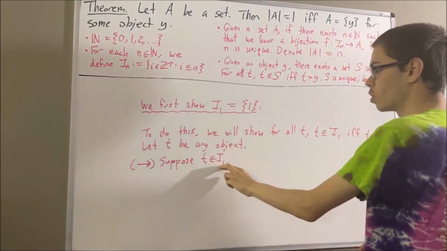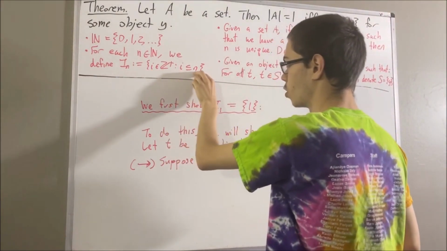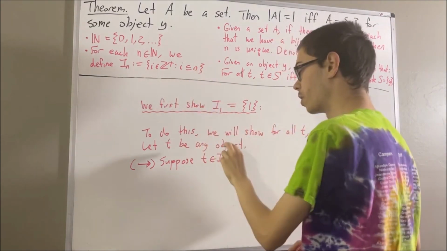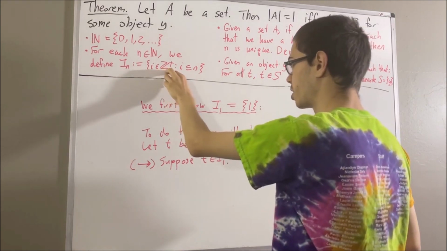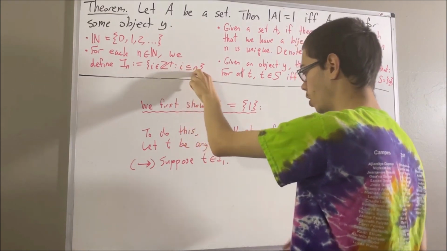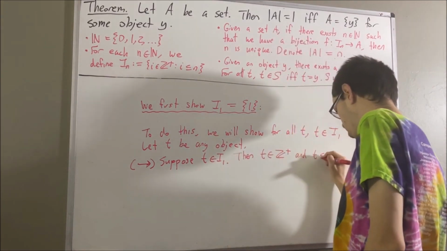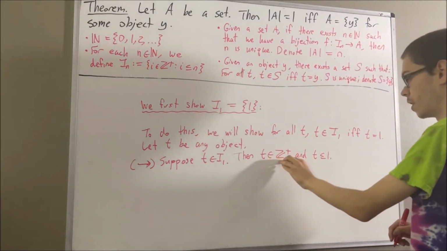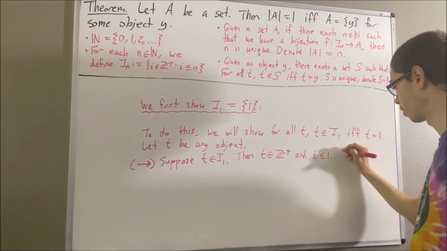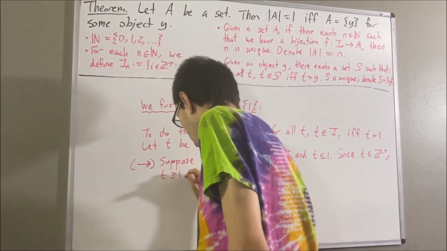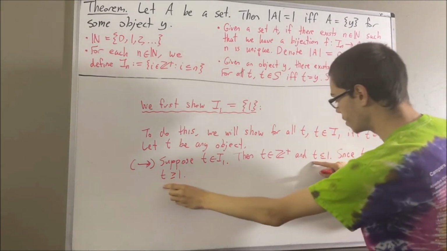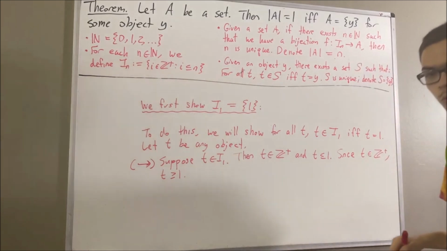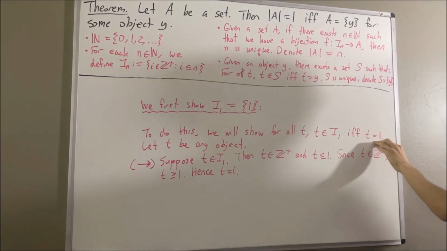Now remember, I_1 is precisely this set where we replace n with 1. So for t to be an element of I_1, this means that t is a positive integer and t is less than or equal to 1. But since t is a positive integer, it follows that t is greater than or equal to 1. So we have that t is greater than or equal to 1 and t is less than or equal to 1. These two facts imply that t is equal to 1. So we've proven if this is true, then this is true.